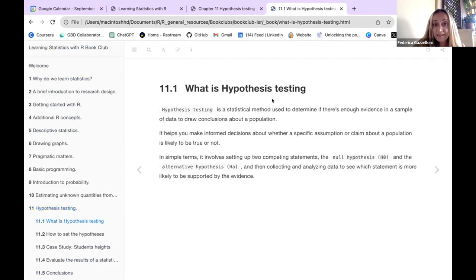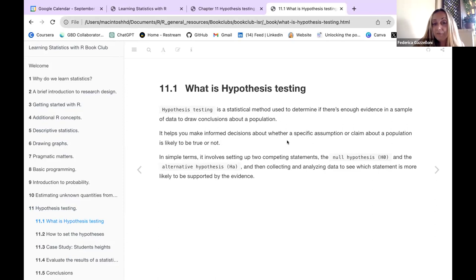So what is hypothesis testing? Hypothesis testing is a statistical method which is used to determine if there's enough evidence in a sample of data to draw conclusions about a certain population. Basically, this type of test helps you to make informed decisions about whether a specific assumption or a claim about a population is likely to be true or not.